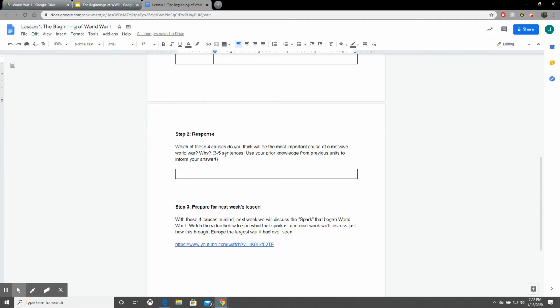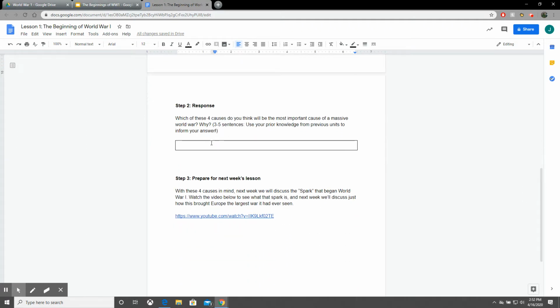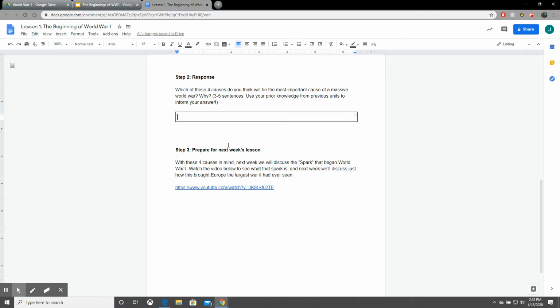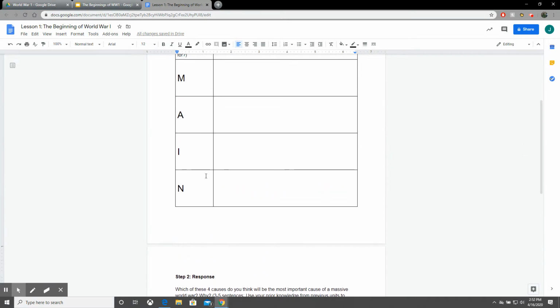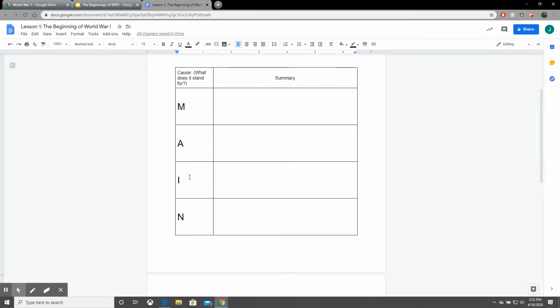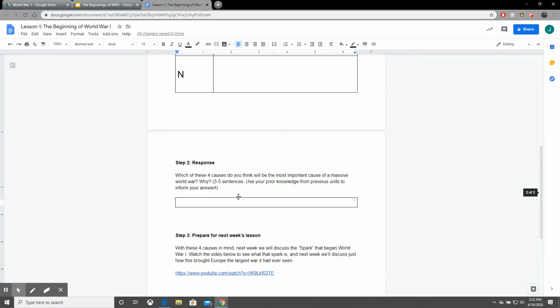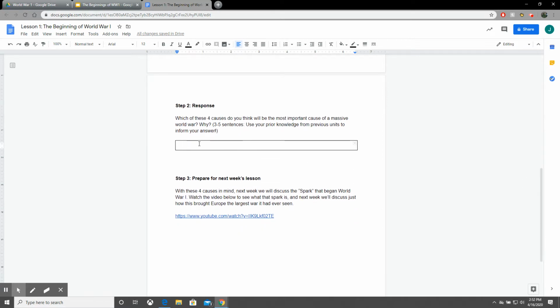So now if you scroll down here, you'll see step 2, and this is kind of our check, our response here. Which of these 4 causes do you think will be the most important cause of a massive world war? So looking back here, we've got 4 things, all of which we've discussed throughout this semester, so things that should sound familiar. Which one do you think is the most important when it comes to starting a world war, or what's going to be the main cause? And I want you to explain why here. It asks for about 3 to 5 sentences.